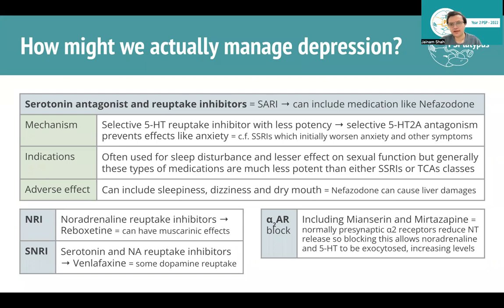They're selective for 5-HT2A antagonism, which prevents those effects that we saw in SSRIs that cause anxiety. So compared to SSRIs, which have initially really bad anxiety and then other stuff, you get less of that here, but it's a little bit less potent in terms of effects than with SSRIs or TCAs.